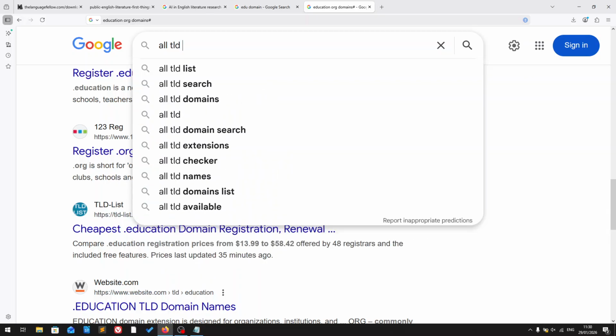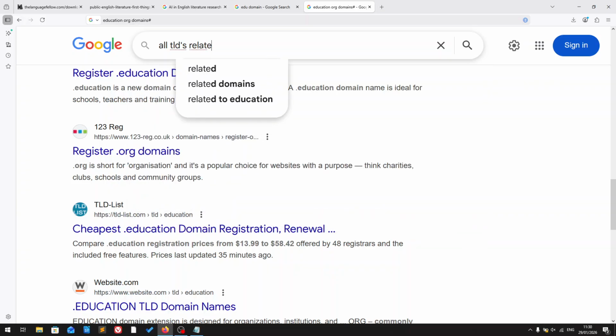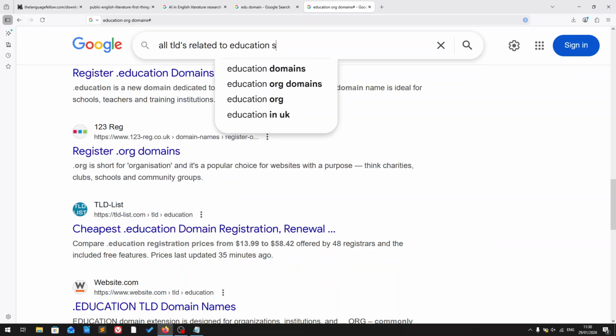What is the top level domain? That's your .com, .org, .net, and so on. Today you can have anything. .ai, as .io has been around for quite some time. .ai is the newest one that you can see coming up. So all TLDs, top level domains related to the education sector.